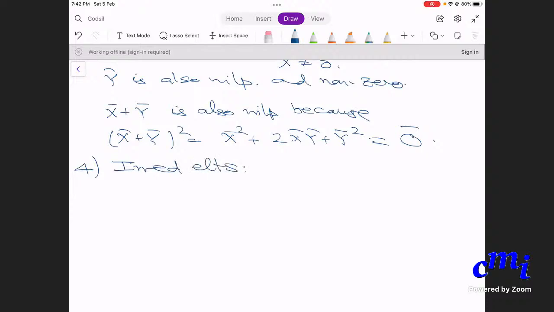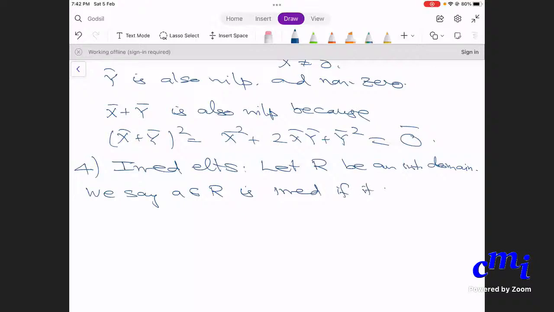It's useful to define irreducible elements when the ring R is a domain. So I will start with: let R be an integral domain. Unlike all the others, which were defined everywhere, these irreducibles are usually defined in integral domains. So we say that an element a in R is irreducible if, first, it should satisfy some condition: it is not 0 and not a unit, it should not be invertible.